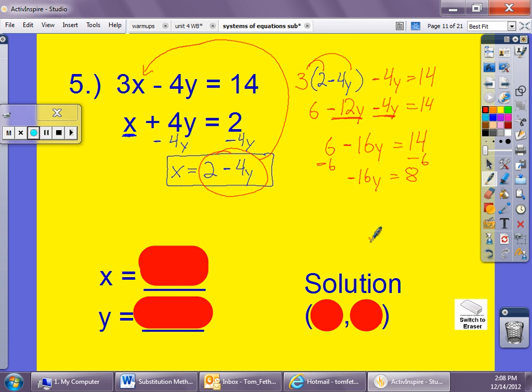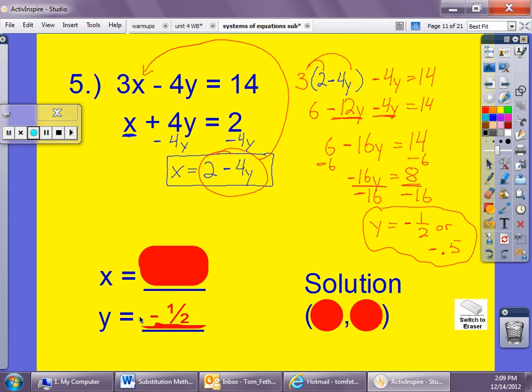And now we have negative 16y equals 8. So simply divide by negative 16. And what we get is y equals negative 1/2, or we can say it's y equals negative 0.5. Some people like decimals, other people like fractions. Negative 1/2 and negative 0.5 mean the same thing. So now we know our y value.